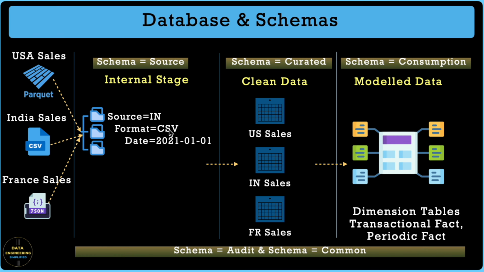So the next step, before we move the data into the curated or clean layer, is that we need to create tables in the source layer, and we are moving the data from internal stages to the source tables residing in the source schema. And for that, we are going to use the Snowpark DataFrame API.